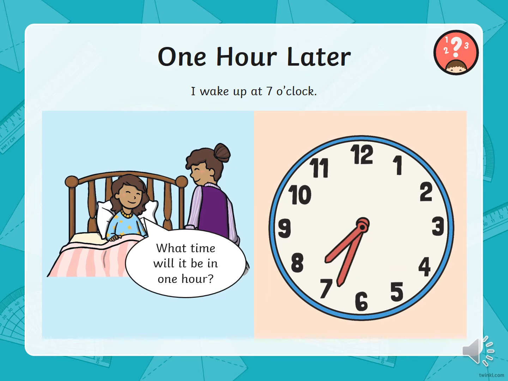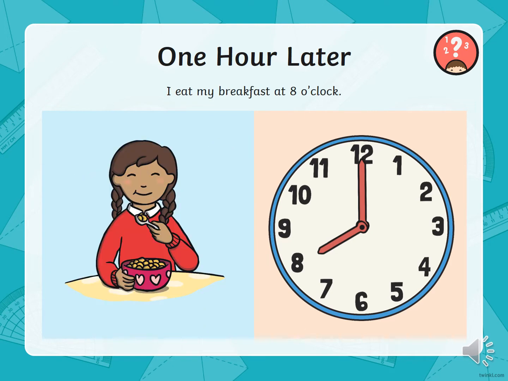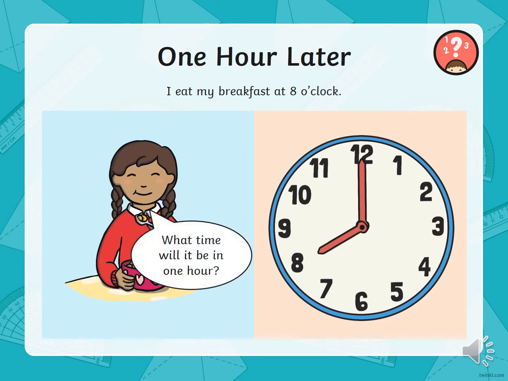Let's see. 8 o'clock. I eat my breakfast at 8 o'clock. What will the time be in 1 hour? Do you know what the time will be in 1 hour? We were at 7 o'clock and we went 1 hour to 8 o'clock, and now we will go 1 hour to what time? 9 o'clock. That's right, because time goes in order. 7, 8, 9. That's the hours.